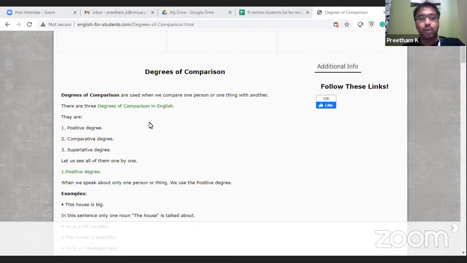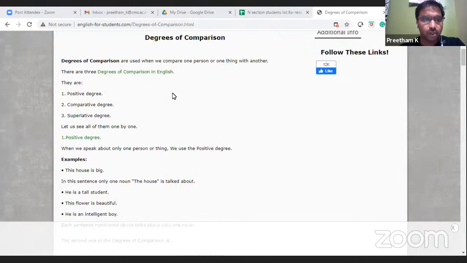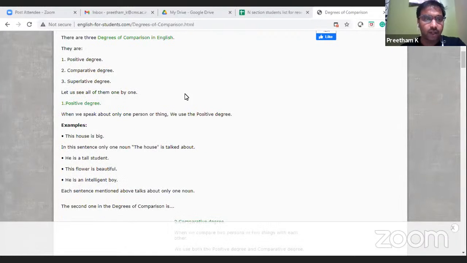Degrees of comparison are used when we compare one person or thing with another. We have different adjectives as different degrees, as I told you: positive degree in general, comparative degree when we have two, superlative degree when you have more than two. There are three degrees of comparison in English: positive degree, comparative degree, and superlative degree.